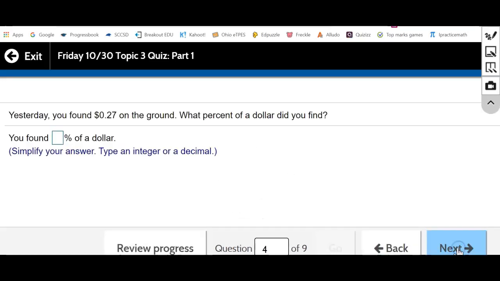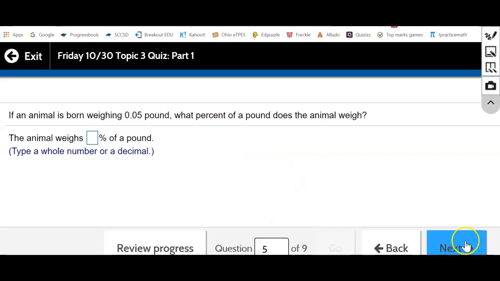Okay, once again, change to a percent. 27 cents is what percent of a dollar? 27%, right? Because you move your decimal 2 places to the right to make it a percent.